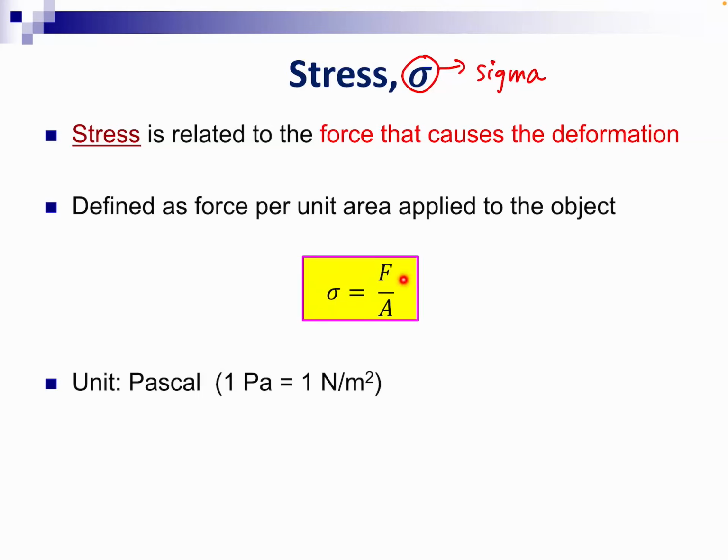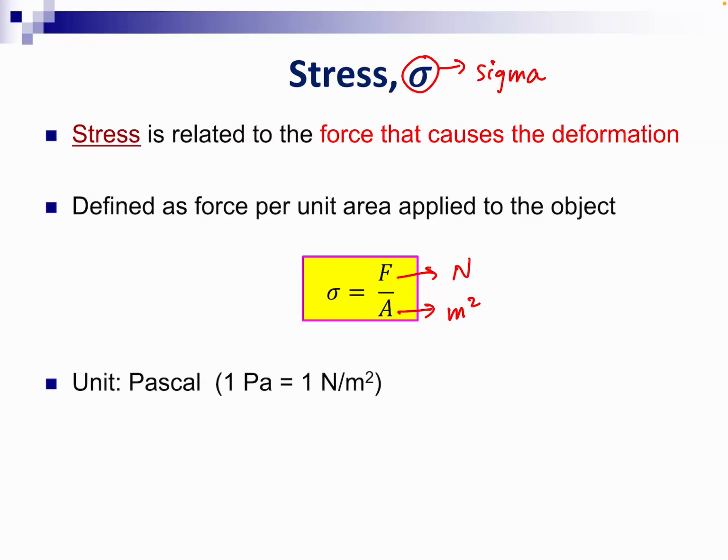So from definition, stress equals force over area. From definition, the unit of stress is Newton per meter squared. Of course, force has a unit of Newton, and area is measured in meters squared. And we've learned that if you stress an object, the object deforms.